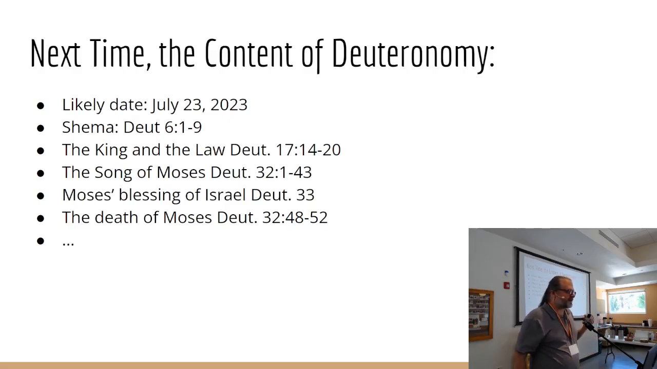We'll talk about the Shema, Deuteronomy 6. We'll talk about the king and the law in Deuteronomy 17. We'll talk about these two really old pieces, the Song of Moses and Moses' blessing of Israel in Deuteronomy 32 and 33. These are pieces that seem to be some of the oldest stuff we've got in the Bible. They have important implications for how monotheism came about and how Israel kind of came about as a nation. Very important stuff. We'll talk about the death of Moses and introduce Joshua and get ready for Joshua after that.